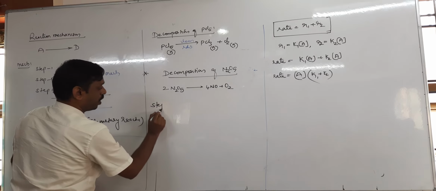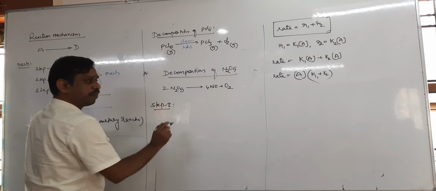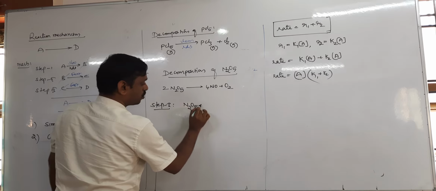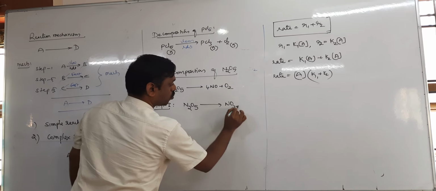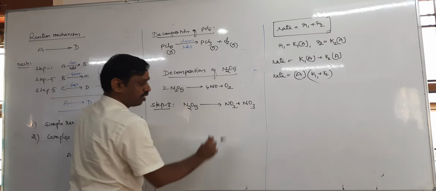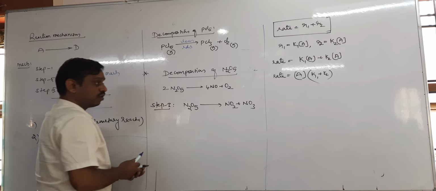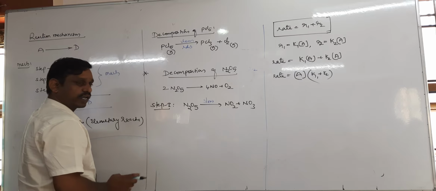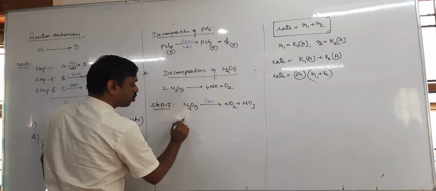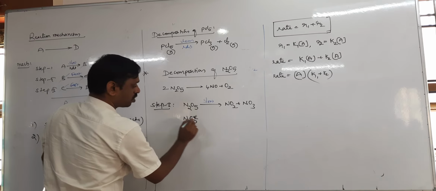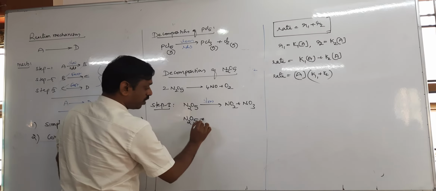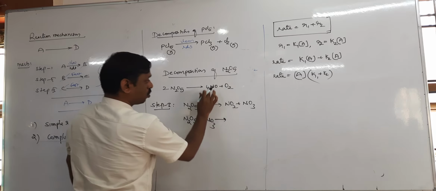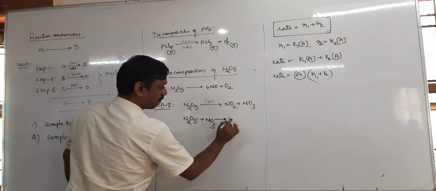Therefore, what is step 1? In step 1, there are 2 N2O5. One N2O5 undergoes decomposition. It gives rise to NO2 plus the remaining NO3, that is NO2 plus NO3. Now this step is a slow step. Okay, next there is another N2O5, because there are 2 N2O5. Another N2O5 reacts with NO3, which gives rise to a total of 4 NO.